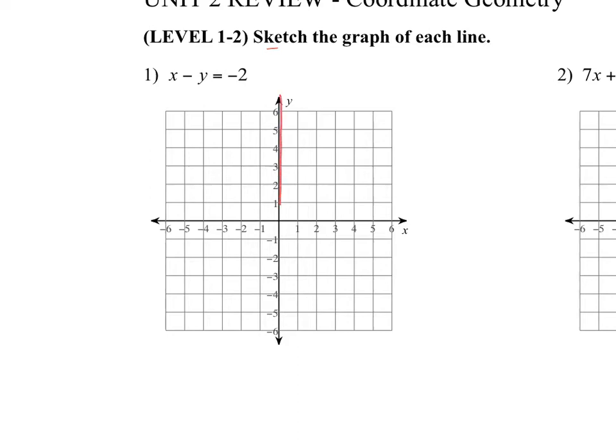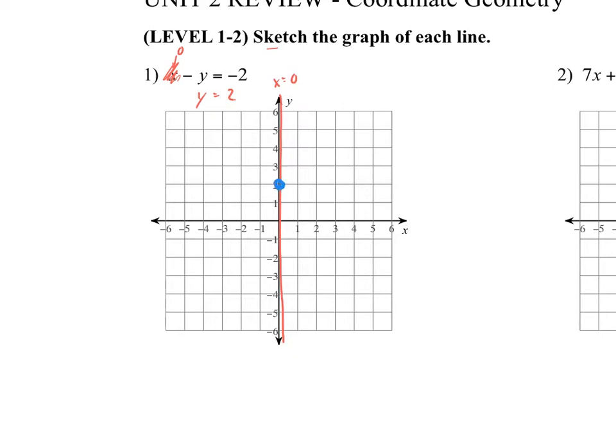I'd like to find where it hits the y-intercept. I know that it's not this way, and it's not this way. So it must be on the y-axis, which means x has to be 0. So let's put 0 in for x. That makes negative y equal -2, so positive y should be +2. So this should go right there.